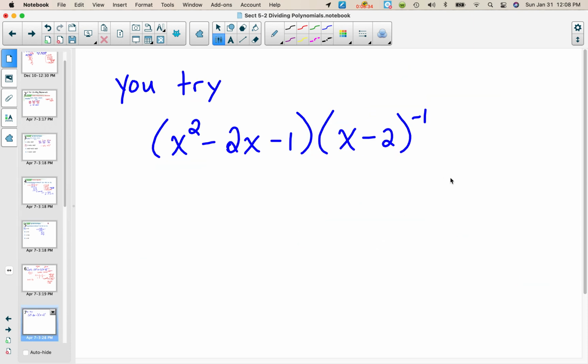So, or you can try this one. So remember, you are dividing by this x minus 2. So go ahead, pause the video, give it a try. So this is what you should have got when you did the synthetic division.